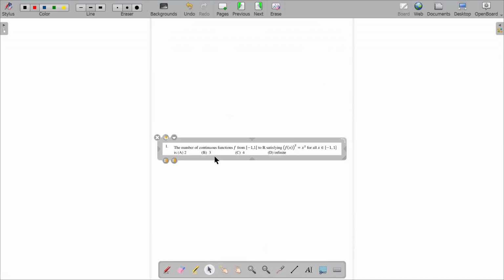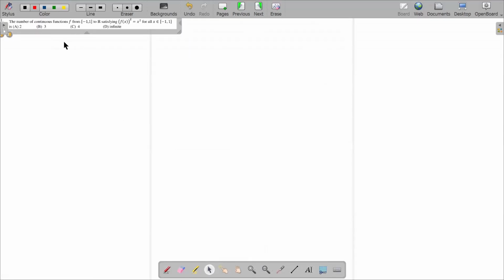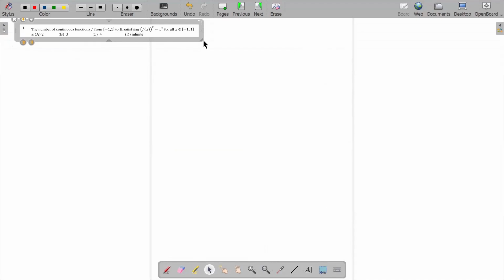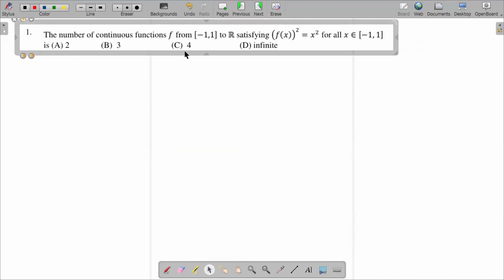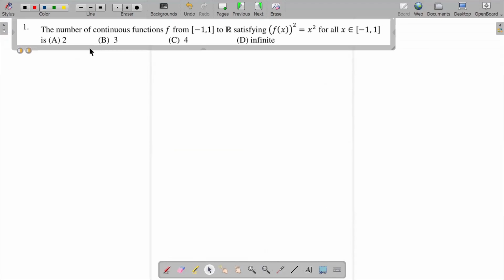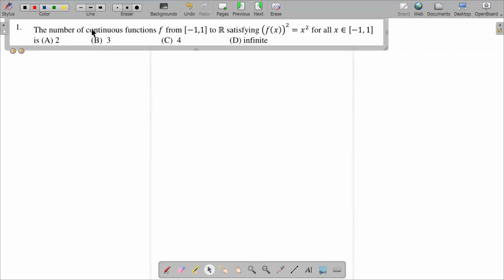So, there are three more choices now. It could have been correct if the word continuous was not there. That's a hint. Continuity reduces the options.